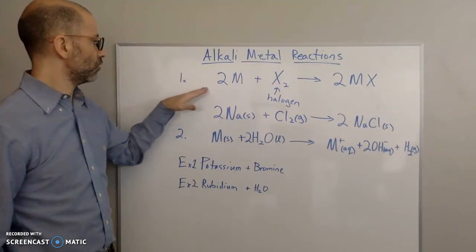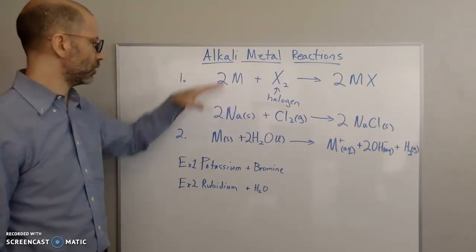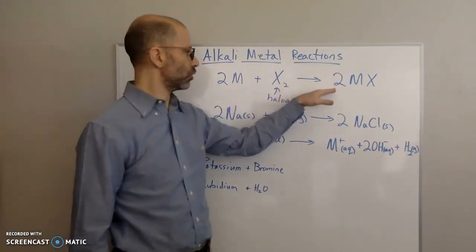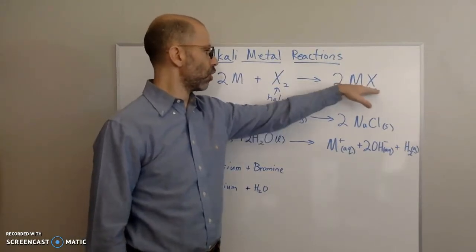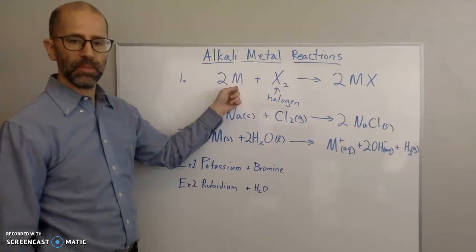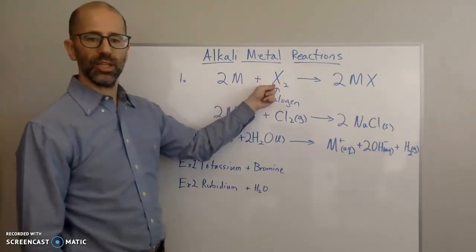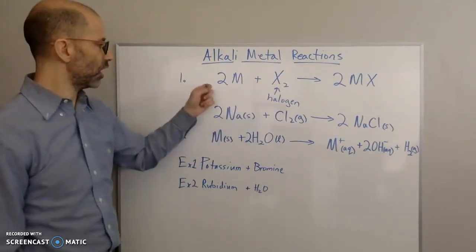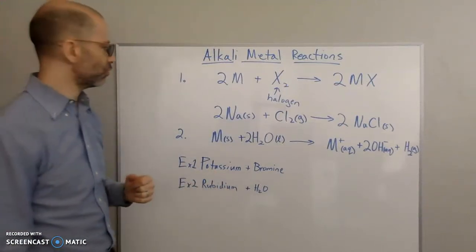So the first one is alkali metals, with an M. We're going to represent that for the alkali metals. Alkali metals react with halogens to form a salt. So you'll get the metal plus the halogen, and it will form a salt. Since the alkali metals are in group 1A, they tend to form a +1 charge. Your halogens are in the 7A group. They form a -1 charge, so the +1 and -1 go together and you get a 1-to-1 ratio in the formula.